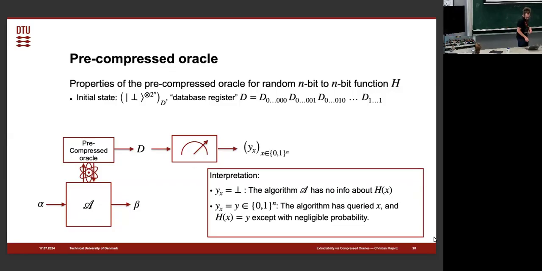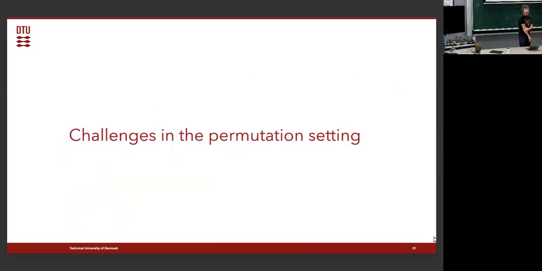And if the output is equal to some string, then the interpretation is the algorithm has actually queried that input, and except with negligible probability, it learned the same output that we have recovered by measuring this internal state. And that's where the usefulness of this oracle simulation comes from for query bounds. Now let's look at the permutation setting.